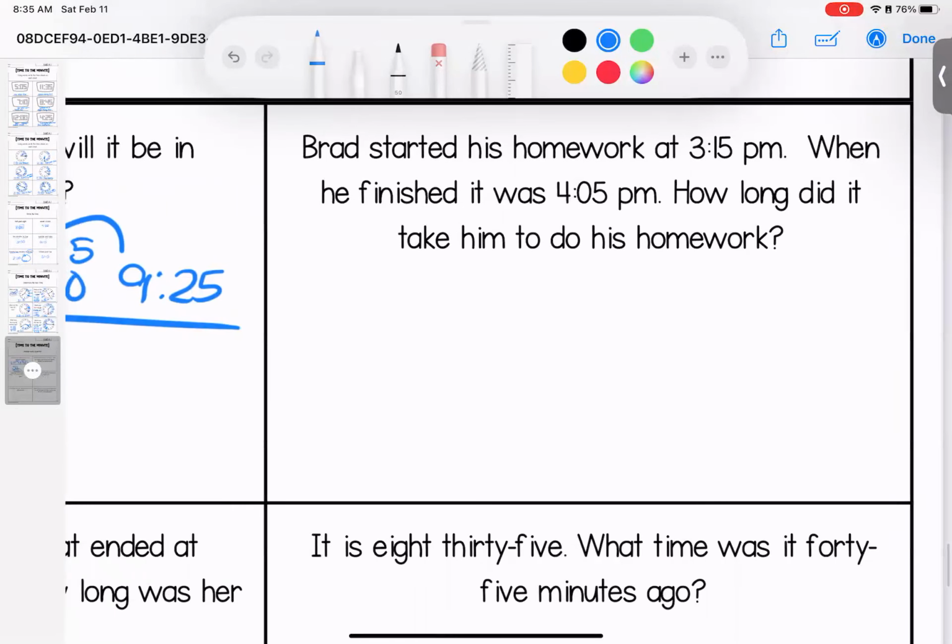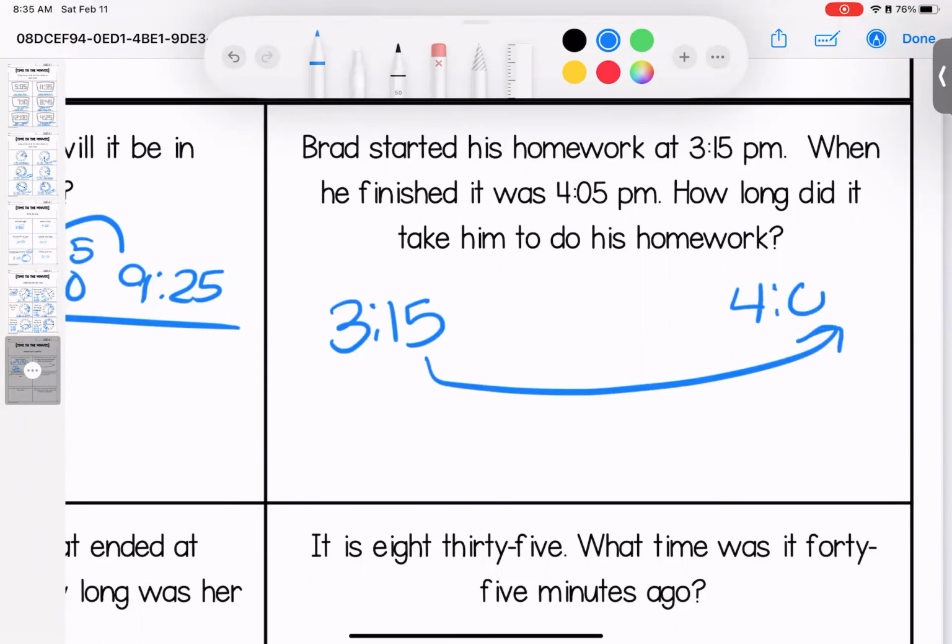Brad started his homework at 3:15. When he finished, it was 4:05. How long did it take him to do his homework? So if I went from 3:15 to 4:15, that's 1 hour, that's too big. So it's going to be less than an hour. So let's do our jumps. I'm going to jump 30 minutes. 3:15 add 30 minutes is going to be 3:45. Then I'm going to do another jump. I want to get to 4 o'clock.